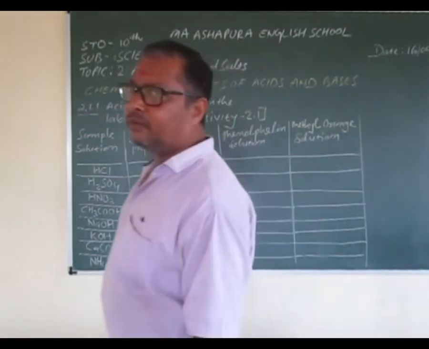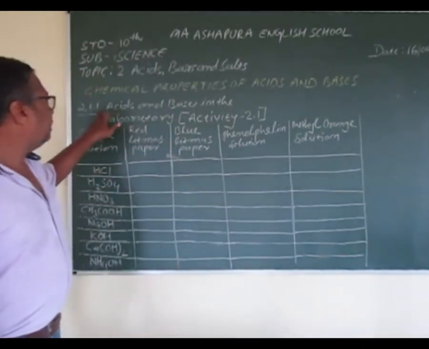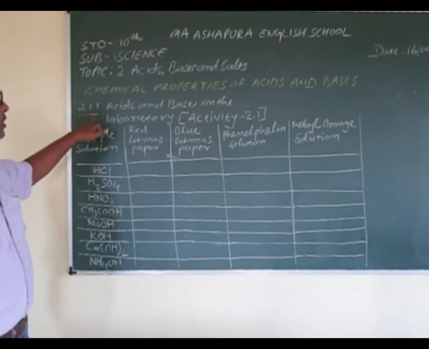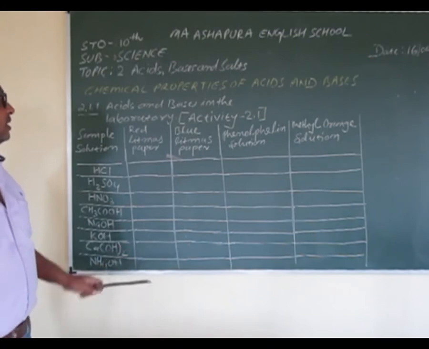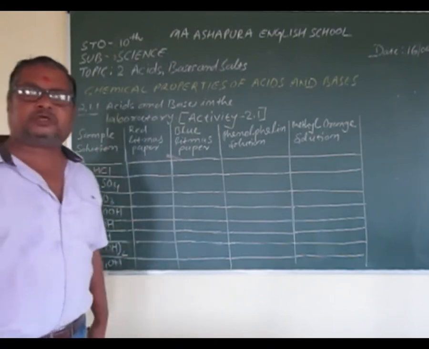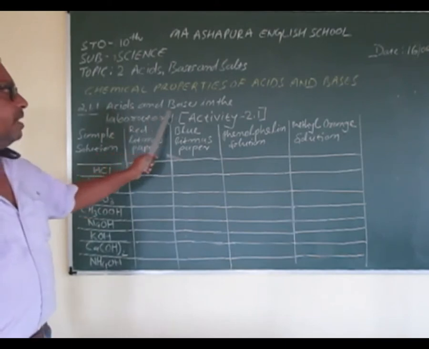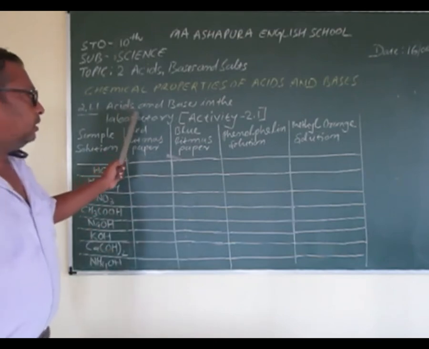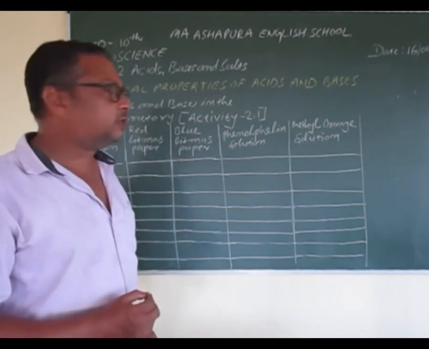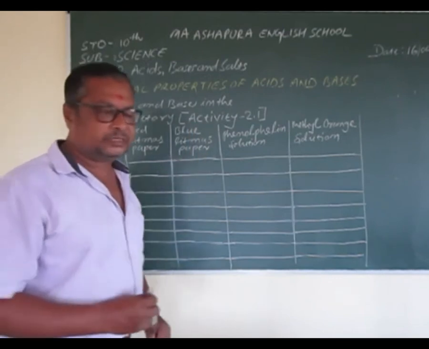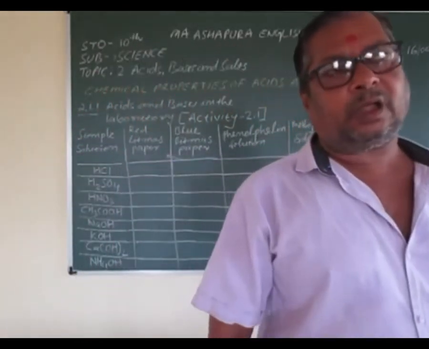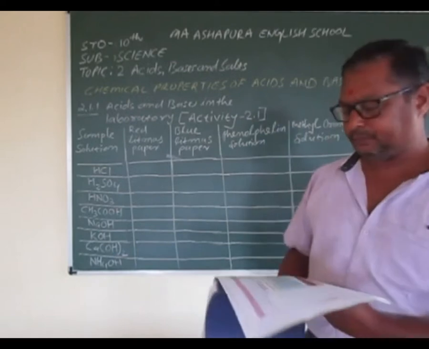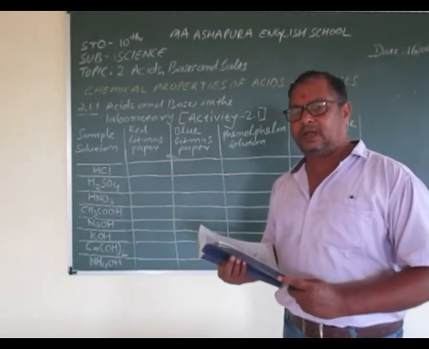Okay, taking forward our first point, the first point is 2.1.1, and here our aim is to study the test of acid and base in the laboratory. This point is discussed on the basis of Activity number 2.1. So please students, open your textbook, chapter number 2, and see page number 18. I will read the activity and then explain it.